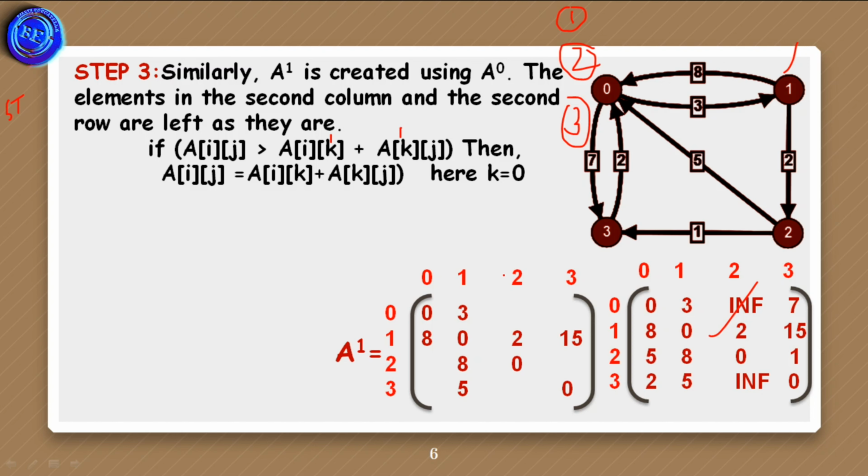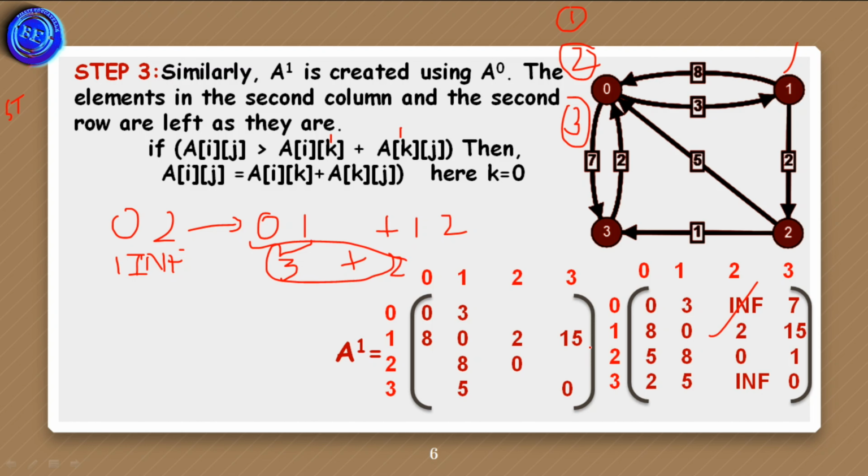First we are going to calculate the value from 0 to 2. So what is the cost of 0 to 2? Actually it is infinite. And the cost via the intermediate, that means 0 to 1 plus 1 to 2. What is the cost of 0 to 1? Its value is 3, plus what is the cost of 1 to 2? What is its cost? 2. So here 5 is updated. I hope you understood it.